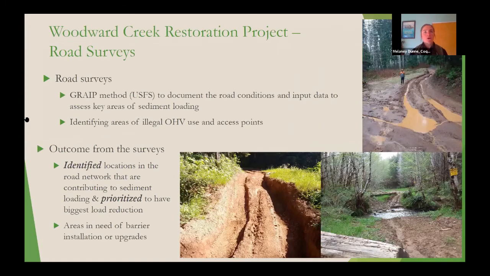So to touch base on our road surveys, we use the geomorphic road inventory and analysis package method developed by the Forest Service to document road conditions and input data to assess key areas of sediment loading. We knew going into this project that there was a significant sediment loading issue in Woodard Creek, but we didn't know exactly where within the basin that was occurring. So this road survey method allows us to really hone in and identify and prioritize where those primary sediment loading points are occurring.